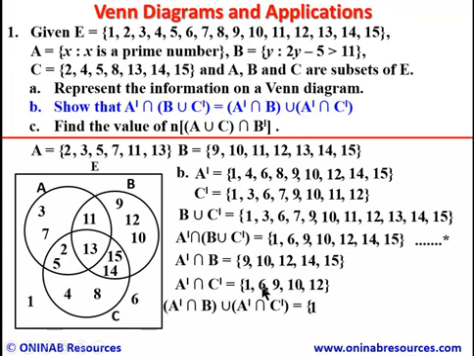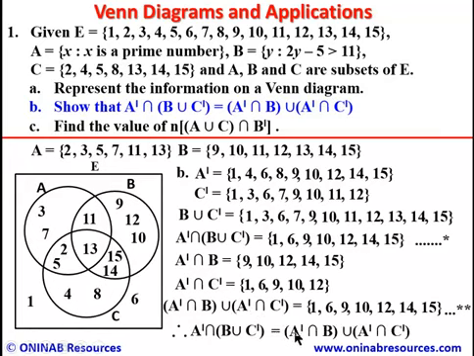So we have 1, 6, 9, 10 is here, 10 is here, we pick 10, 12, then 14 and 15. So this is the left hand side, this is the right hand side. We check if they are the same. 1, 1, 6, 6, 9, 9, 10, 10, 12, 12, 14, 14, 15, 15. So we have shown that A prime intersection B union C prime is equal to A prime intersection B union A prime intersection C prime. So we are done with problem B.